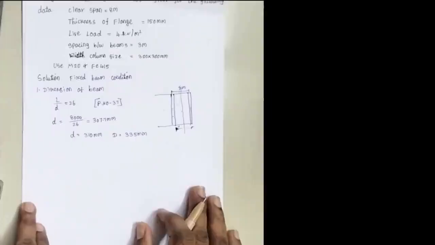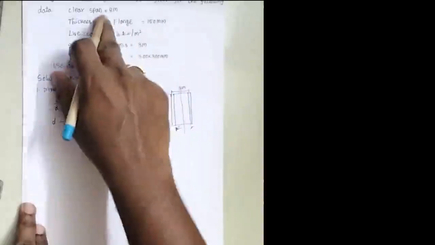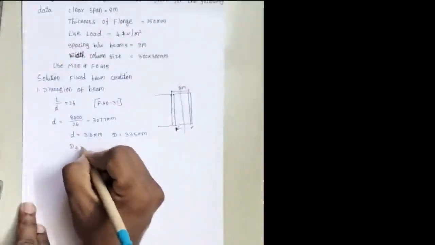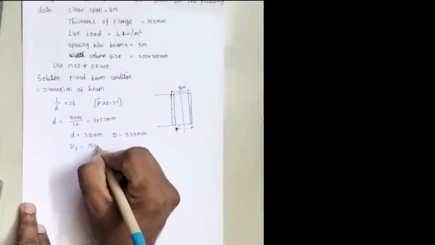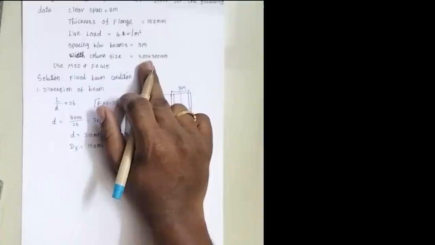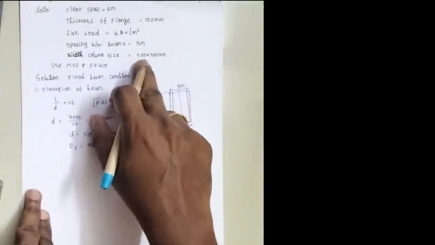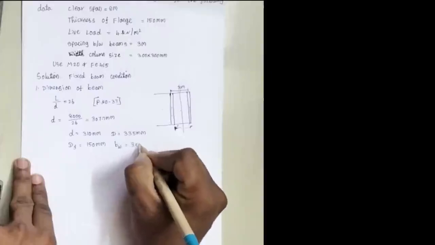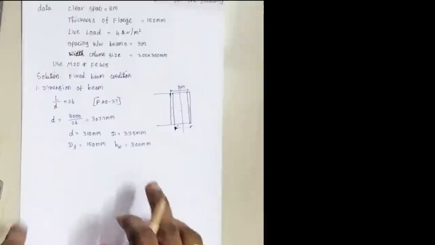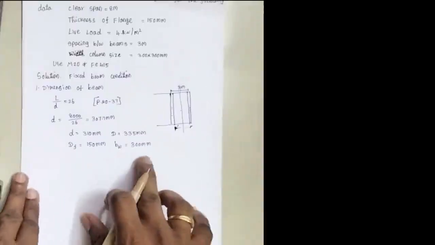Next step is we need to calculate the B effective, because they have given the value of flange thickness, that is DF equal to 150 mm. And they have given the support, that is column size, because since this beam is going to rest on the column, mostly we will have the same size as that of the column. So we can assume that BW equal to 300 mm.